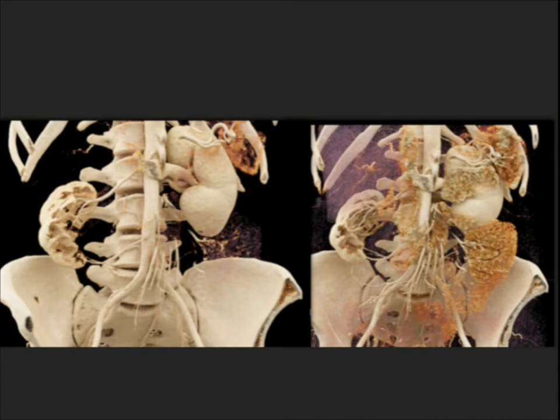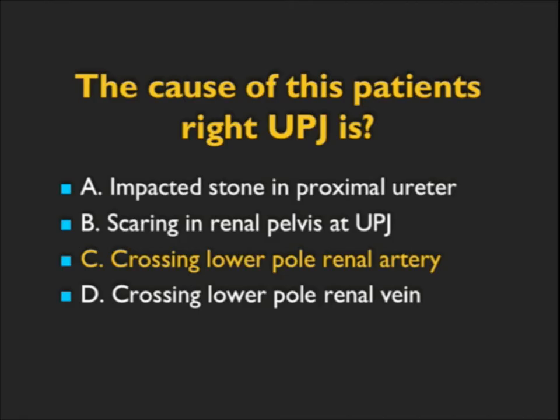CT is very good for looking at UPJ obstruction because you could define and detect the presence of aberrant vessels, be they artery or vein, which need to be fixed in order to solve the problem. We don't see a stone here. We don't see scarring. Classic diagnosis, a second artery causing obstruction at the UPJ. Just a very nice example of that case.